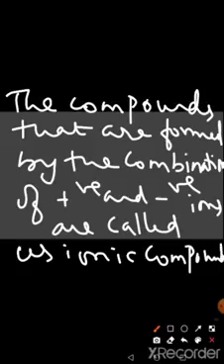You can write it in two ways. Compounds that are formed due to transfer of electrons between a metal and a non-metal can be called ionic compounds, or the compounds that are formed by the combination of positive and negative ions are called ionic compounds.